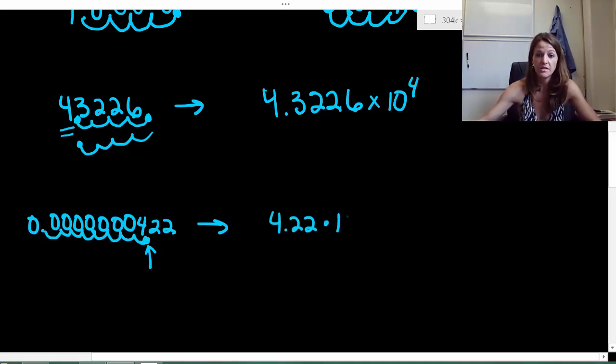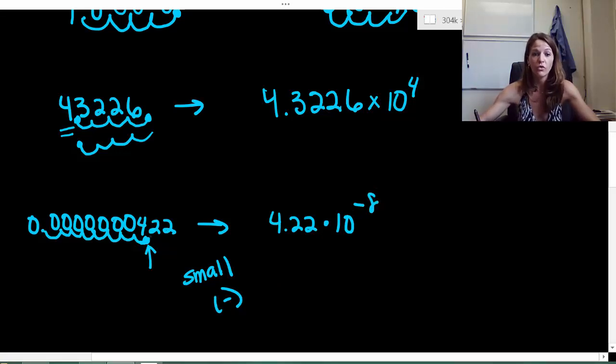4.22 times 10. Now remember, this is a really, really small number. Since it's small, our exponent has to be negative. So this was then -8. We moved over 8 spots, so this becomes -8. So the correct answer is 4.22 times 10 to the -8. Good. So hopefully that makes sense.